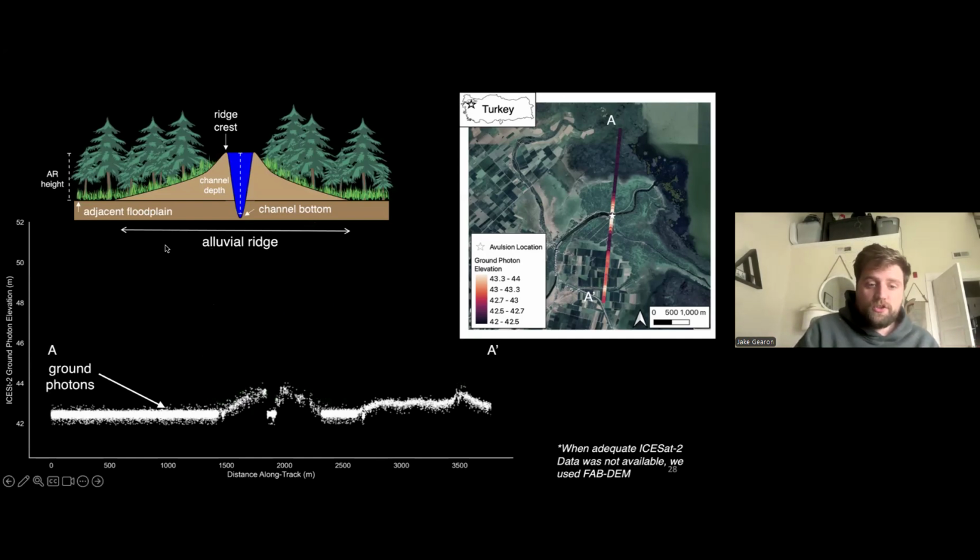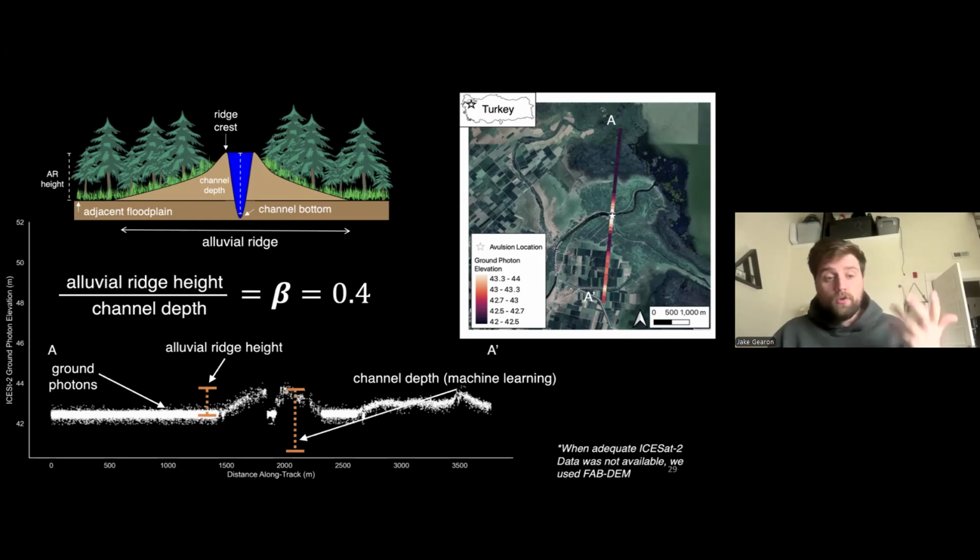And so what we can do is strip away the vegetation itself, and we can start measuring the parameters of super elevation and gradient advantage. So that's what we did. We can take the alluvial ridge height and divide it by the depth of the channel. Notice here that we don't actually resolve the true depth of the channel, right? ICESat-2 can't see through that river water. It's quite muddy, it's quite turbulent. And so we only get a reflection of the water surface itself.